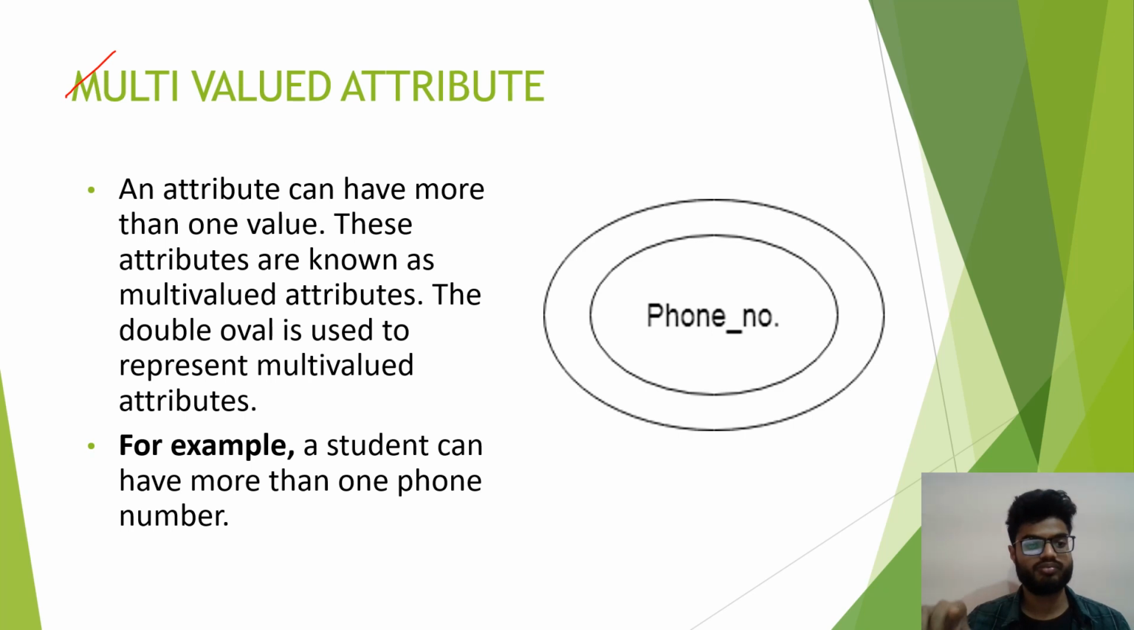For example, phone number. A student can have three or four phones or four SIMs, so he can have four different numbers in that student entity table. So it's a multi-valued attribute.